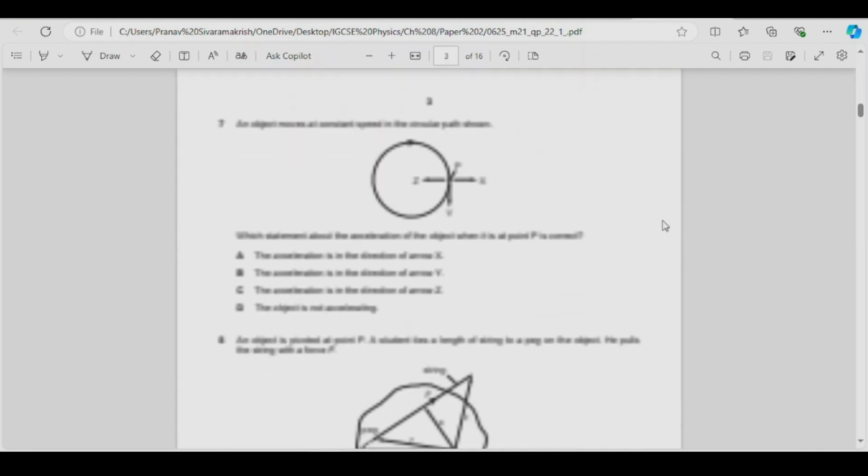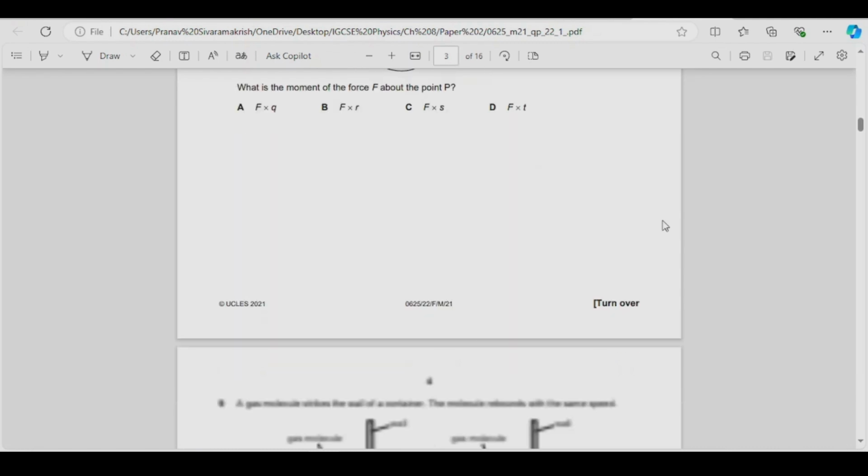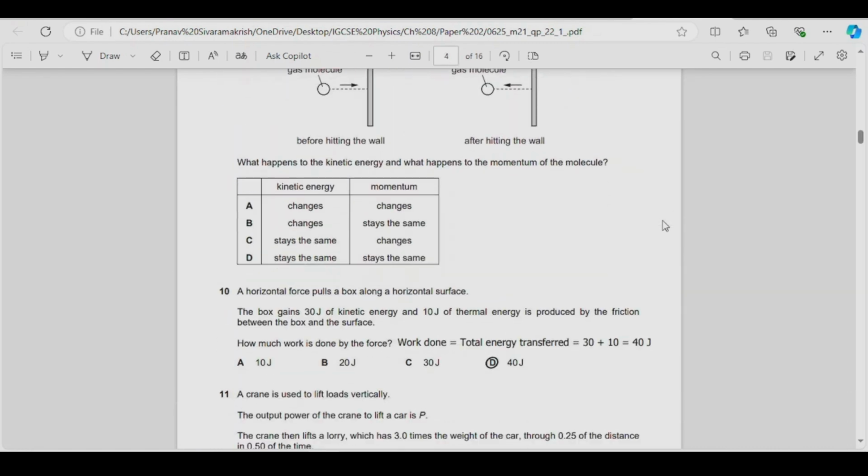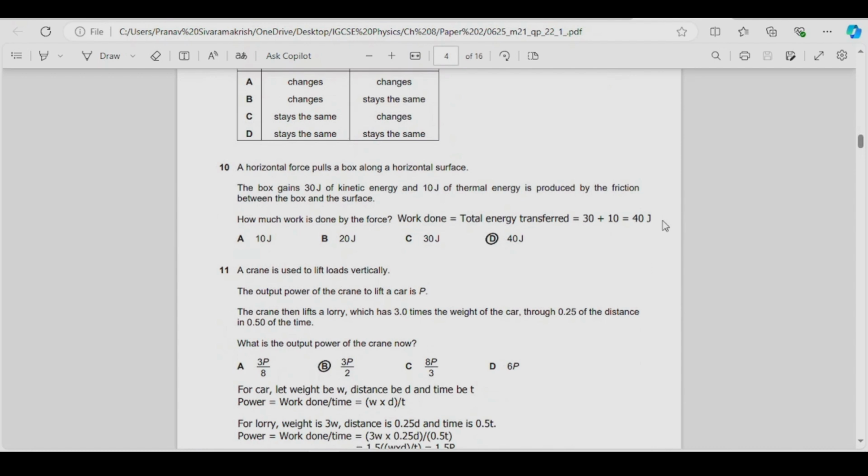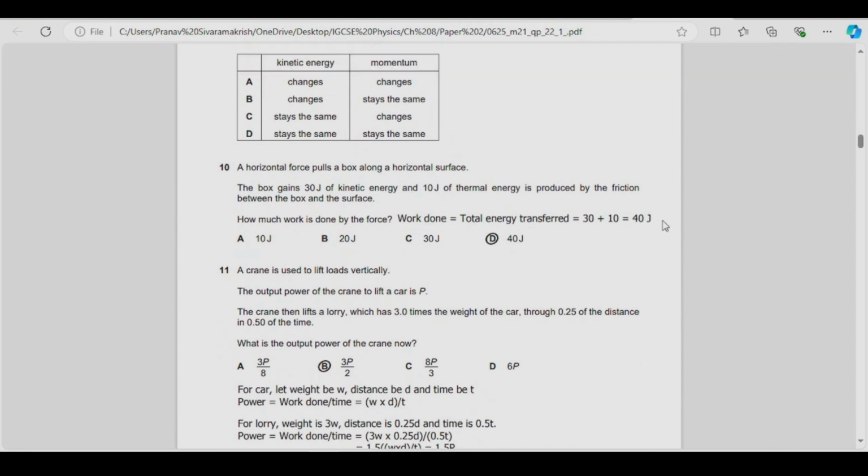So if I look for the question on work done: a horizontal force pulls a box along a horizontal surface. The box gains 30 joules of kinetic energy and 10 joules of thermal energy is produced by the friction between the box and the surface. How much work is done by the force? You have to understand that the force isn't just moving the box. That's the main result of applying the force on the box that you want.